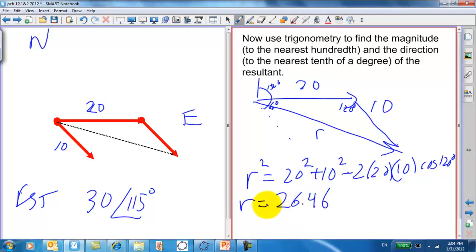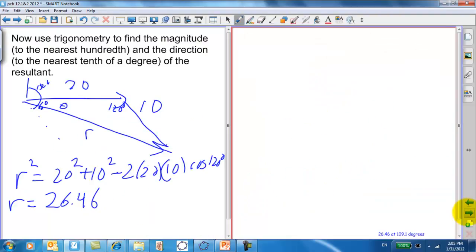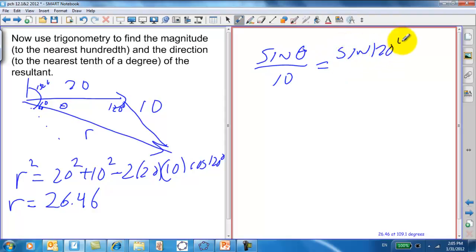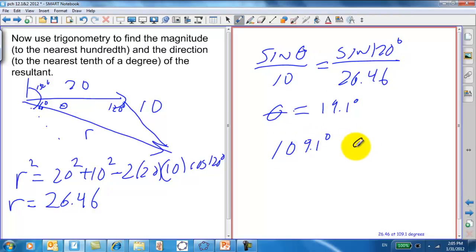And now for the angle, well, now that we got the 26.46 here, we want to figure out what this little angle in here is. Let's get this theta. So we can use law of sines. The sine of theta is to the side opposite, which is 10, as the sine of 120 is to the side we just figured out, 26.46. And you'll get two angles. Clearly this is the acute angle, and from that we get theta equals actually 19.1 degrees, and then to get it in the bearing off of north, it's 109.1 degrees clockwise from north.